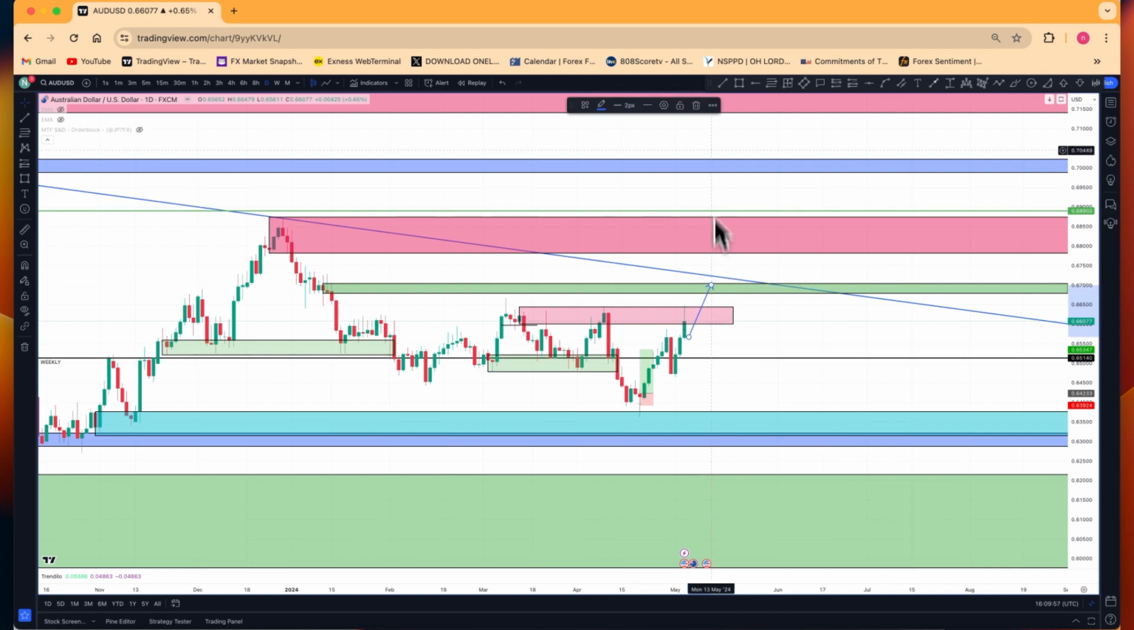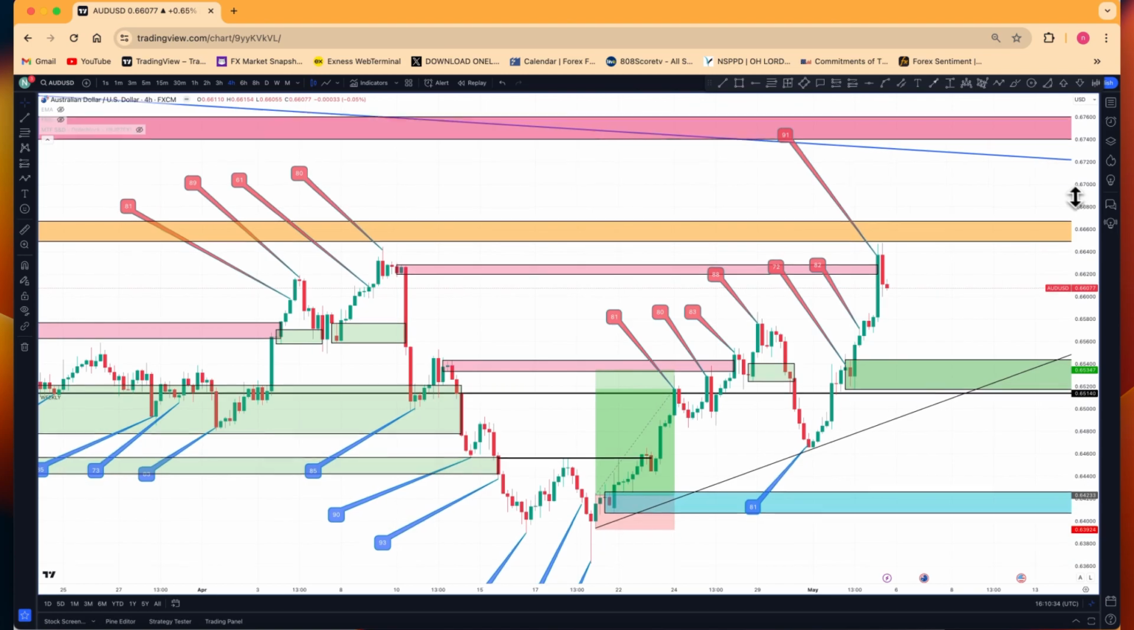Since this supply zone has been removed, it's possible for this market to still push to the upside and come to this area before we see that drop to the downside, to come into here, or probably here. This is where I'm actually looking at before possibly any move to the upside. So let's jump to our 4-hour time frame and break it down more.